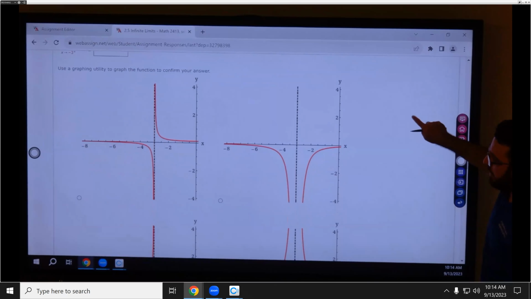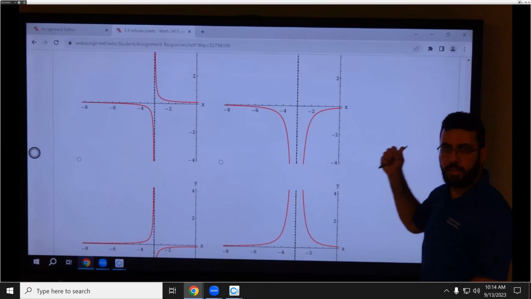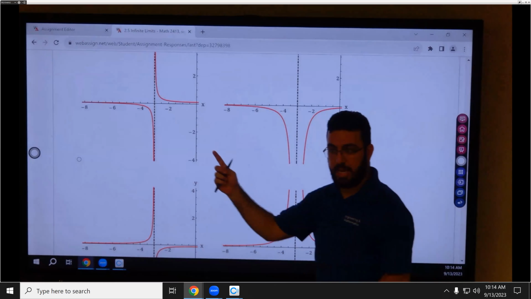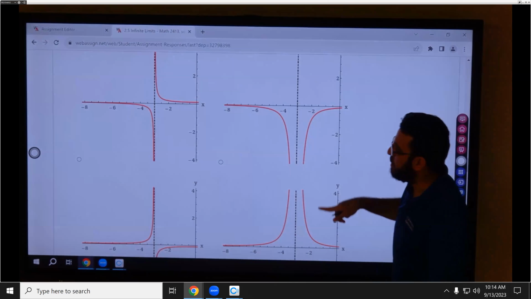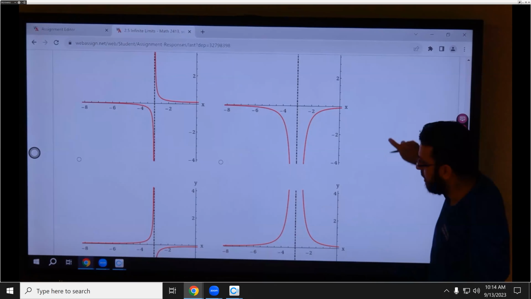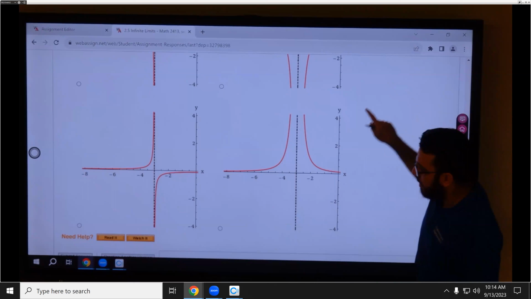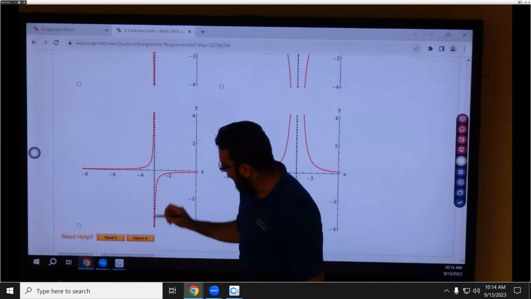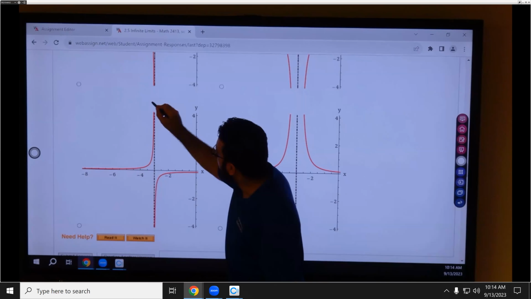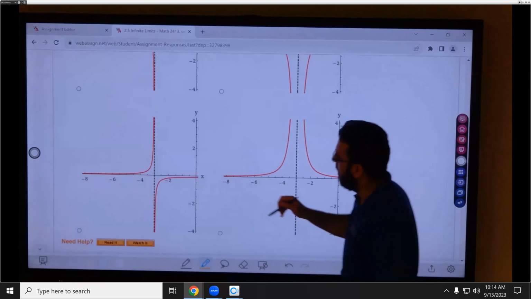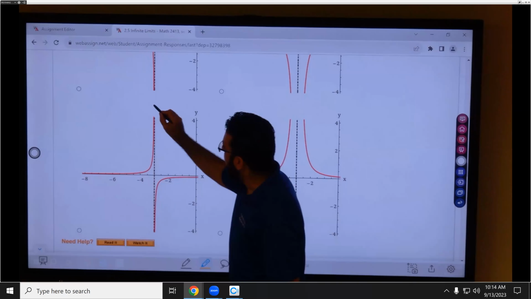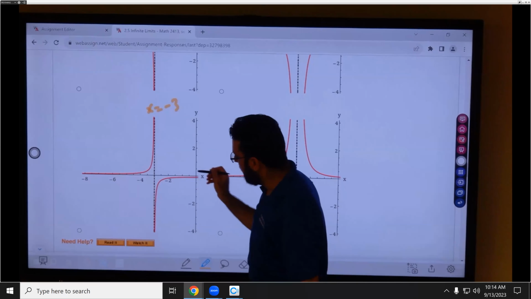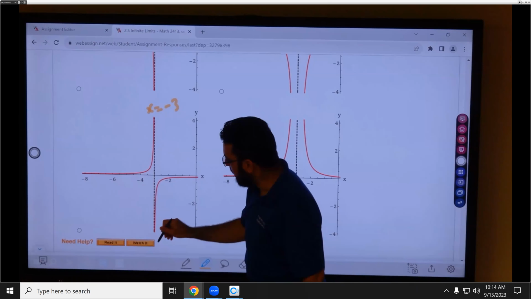That means which graph are you going to choose. First of all, the right one goes down, right? And the left one, on the left side, goes up. That means one up, one down. So this is wrong, this is wrong. You see, be careful. The asymptote here, x equals 3. X here equals negative 3. This is the asymptote. This side going down, this side going up. You got it?